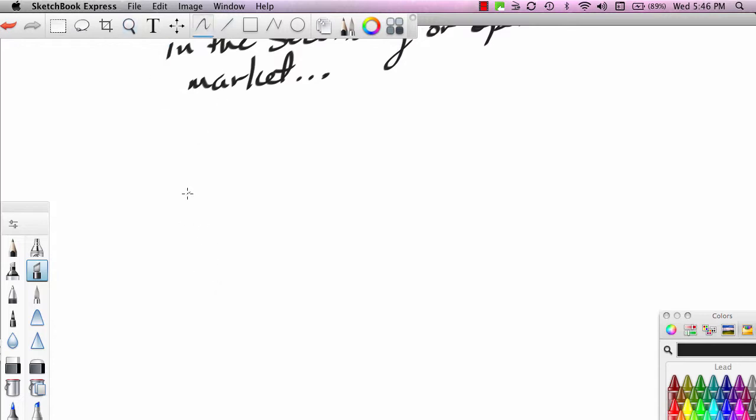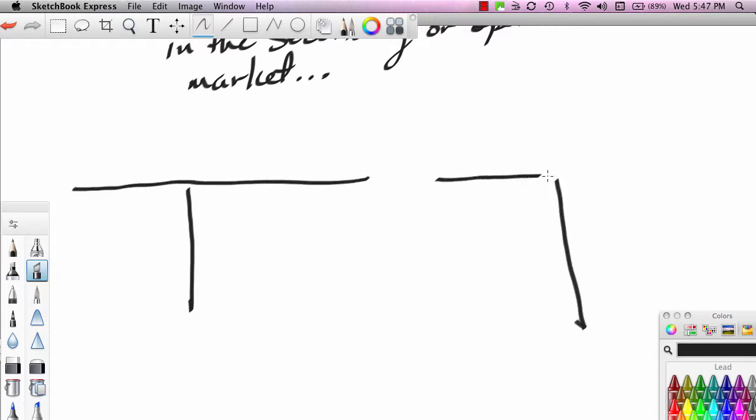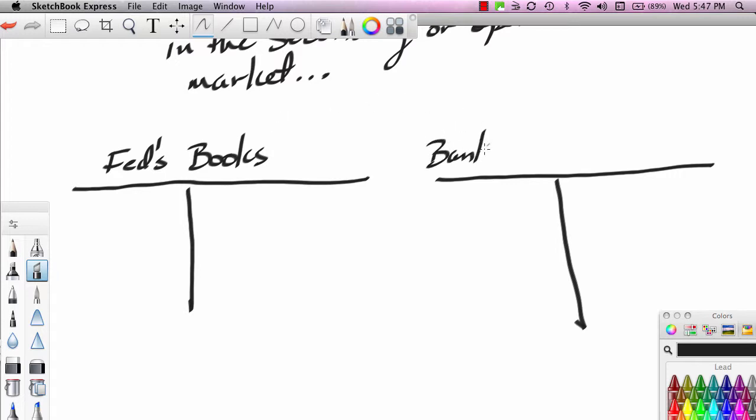Let me show you. So now I'm going to draw a couple T accounts here. This is going on the left, this is going to be the Fed's books. Remember, the Fed is the central bank. It is not the federal government. Huge idea. So the Fed's books, and then over here we've got the banking system's books. Now I'm going to put the whole banking system together. Okay? Now, let's go ahead and do the accounting here.